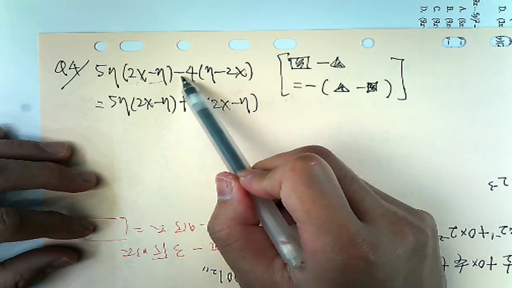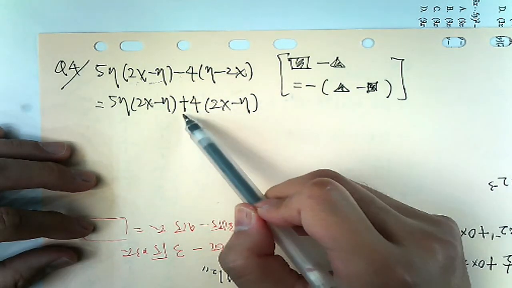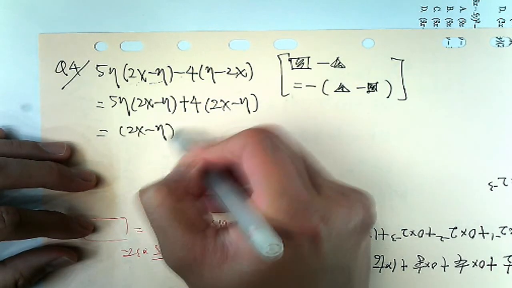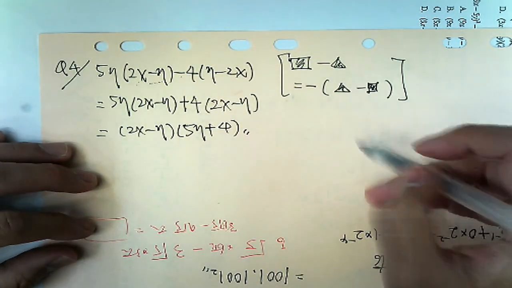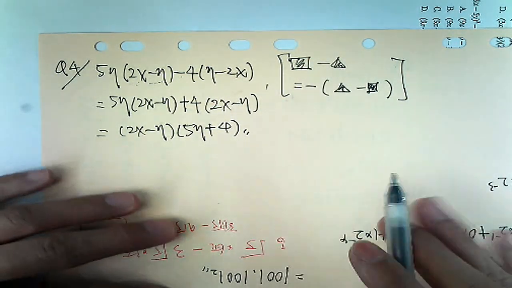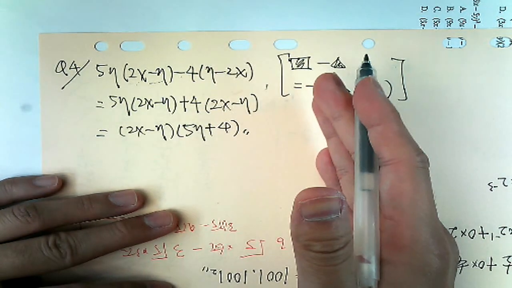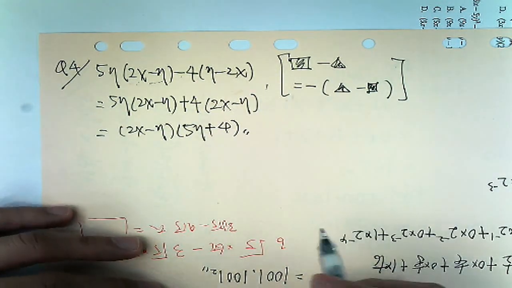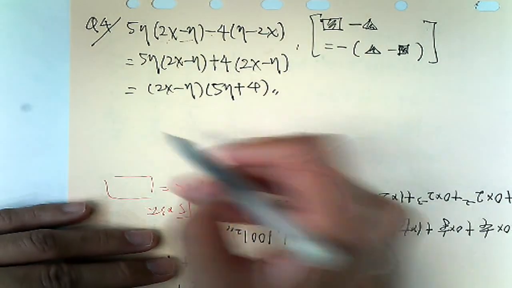So actually, originally here is a minus 4. So minus minus become positive. Understand? So next, you can pull out 2x minus y. Okay? So 5y plus 4. Understand? So you have to learn this skill. Learn this skill to change order, I mean the minus. Understand? But for the positive, a plus b, it is actually b plus a. So you have no need to pull out the minus. Understand? So this is question 4.